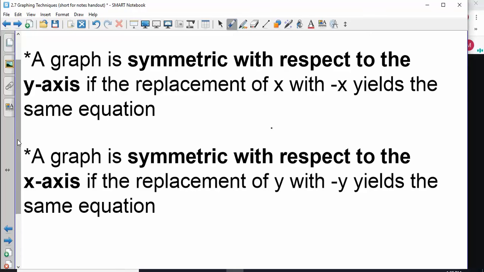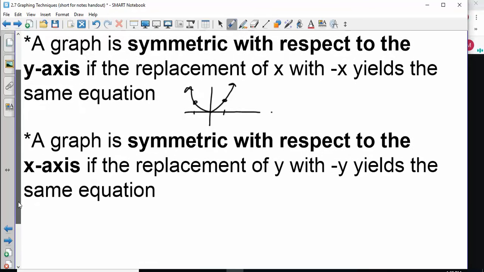Symmetric to the y axis means you look the same on both sides of the y axis. If I fold my graph on the y axis, it overlaps itself. What that says is, in terms of your points, a positive and a negative x value give you the same y value out. So like a quadratic, we know if we do 2 squared, we get the same thing as -2 squared.